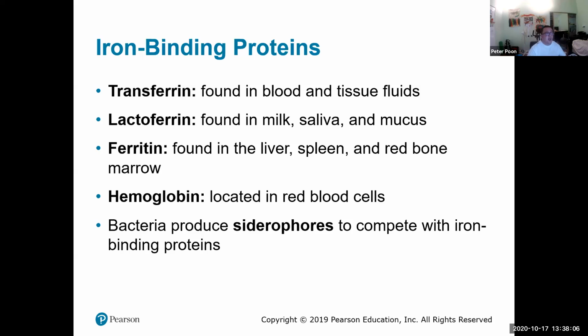Like I said earlier, I think a couple chapters ago, iron binding proteins prevent bacterial access to iron. I said iron is very important in bacteria. So you need to not have any free iron. One of the most important things you want to do is limit the access to iron. So transferrin, lactoferrin, ferritin, ferrous is iron, so all of them have the ferrin in there.